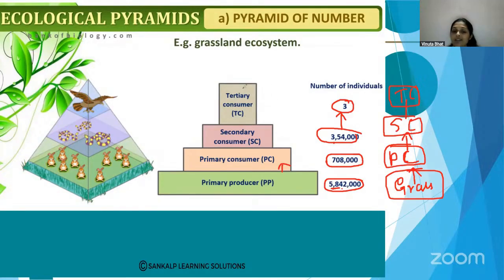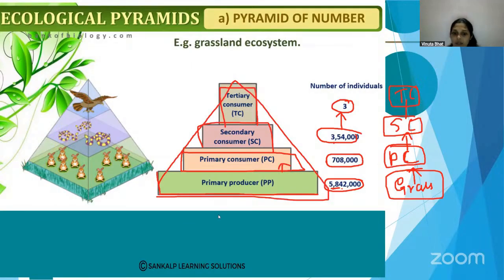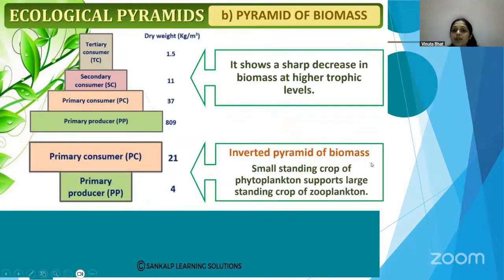So as the trophic level increases, you can draw the pyramid like this: the base is larger, then the primary consumers are fewer than the primary producers, then the secondary consumers, then very few tertiary consumers. This is called the pyramid of number. Three types of pyramids we are studying; the first one is the pyramid of number. Then the second type is the pyramid of biomass.